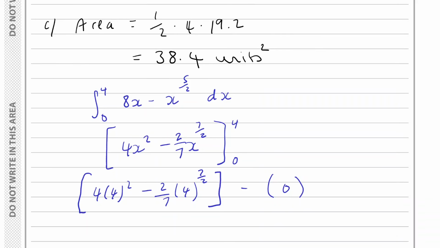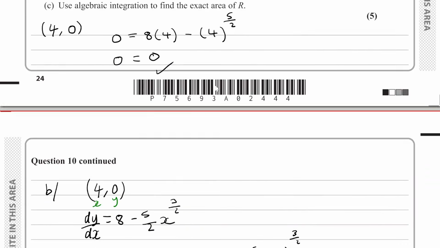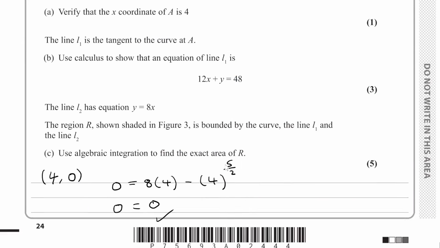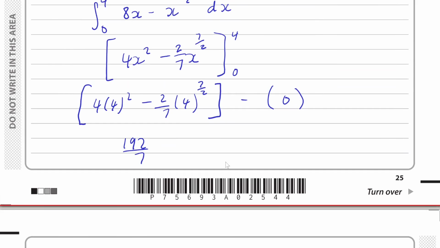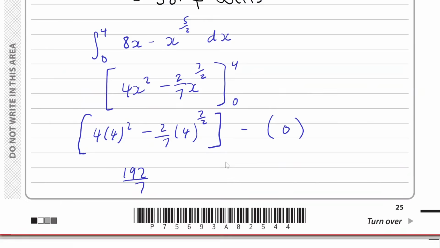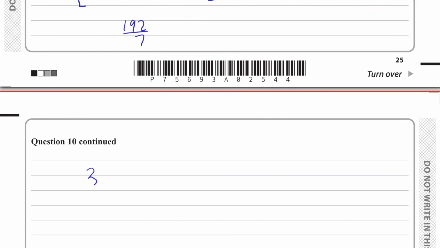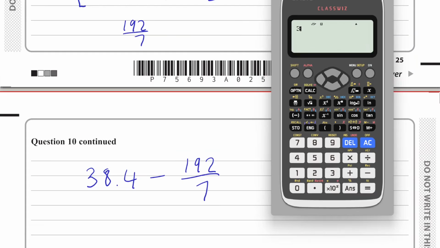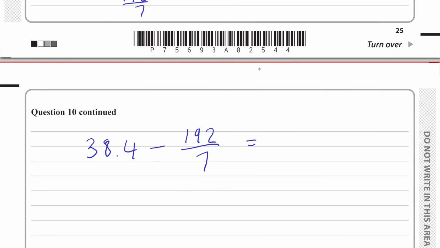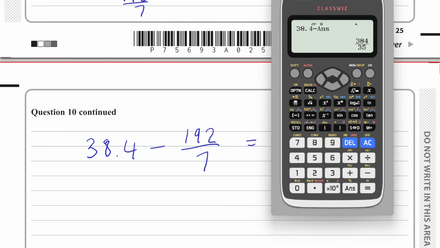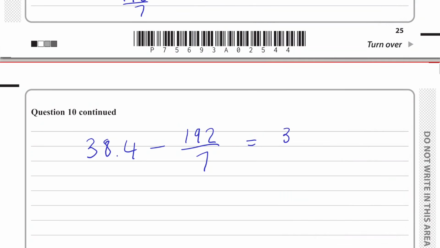That gives 192 over 7. So we need to do 38.4, the whole triangle, take away the 192 over 7. So 38.4 minus 192/7 is 10.97, or 384 over 35. I'll leave it as a fraction.